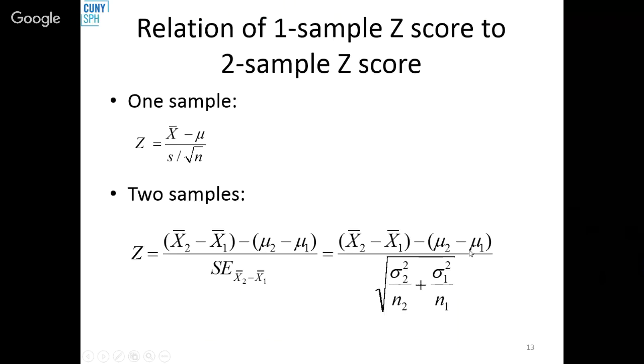I should have written, let me see, where is this? I should have written down sigmas here. Yeah, I got it right on the second part, but I wrote an S instead of a sigma up here. Make sense?